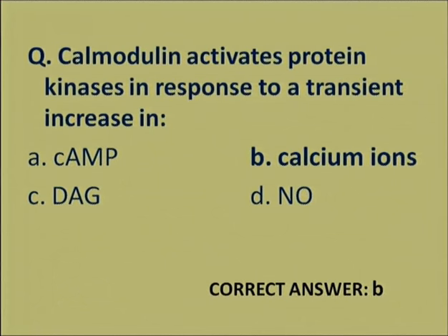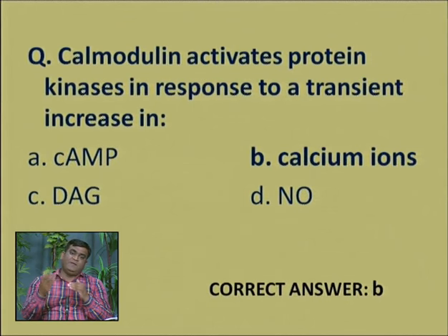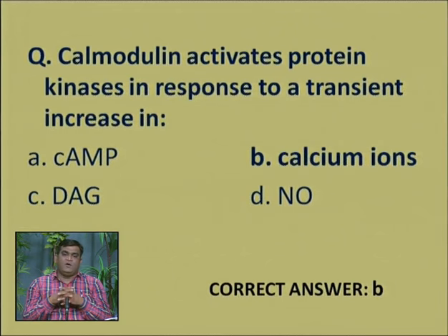Likewise, we have already discussed this particular fact. Calmodulin activates protein kinase in response to a transient increase in cyclic AMP, calcium ions, diacylglycerol or NO. The right answer is calcium ions. Actually, you have to keep this in mind: whenever calcium is involved as a secondary messenger or as a signaling molecule, it will involve calmodulin. So the calcium calmodulin complex will then relay or initiate a particular signaling cascade. So the correct answer is B.